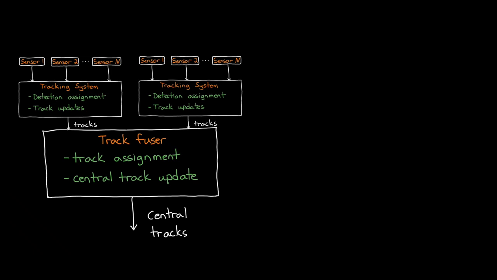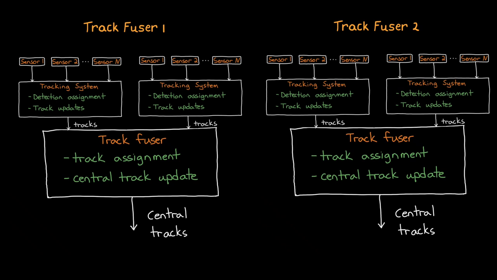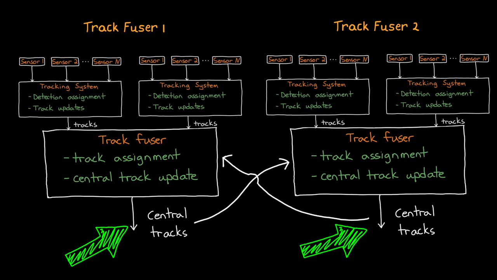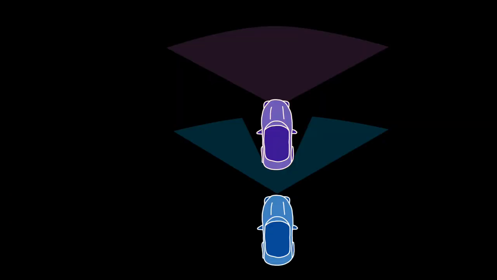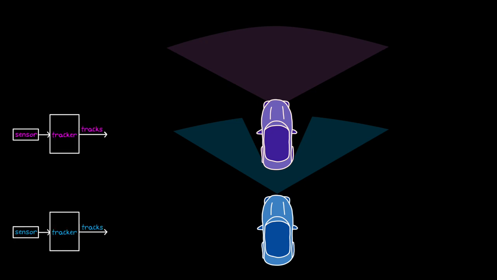Okay, there's one last thing I want to talk about in this video. So far, we've looked at this architecture, where the source tracks into the fuser come from sensor-level trackers. However, in some situations, the source tracks may come from other track-level fusers, and this can create some interesting phenomenon. To illustrate this problem, let's imagine that there are two autonomous vehicles, each with their own set of sensor-level trackers that feed into a track-level fuser.